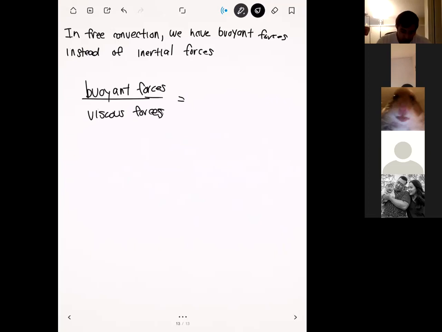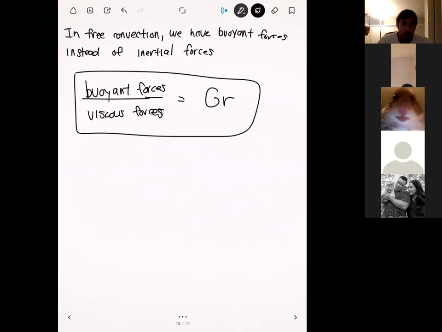Thankfully, it already exists, and it's called Gr. Gr here stands for the Grashof number. The Grashof number is basically a ratio between these buoyant forces and viscous forces. I know it's a new variable and a new thing to know, but you can basically think of this as the equivalent to the Reynolds number for free convection.